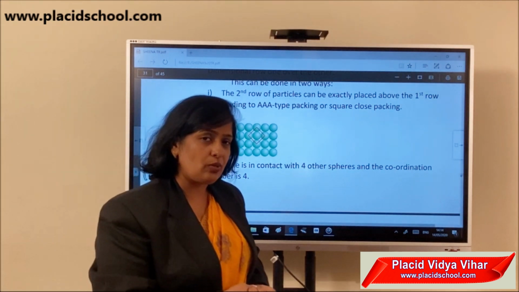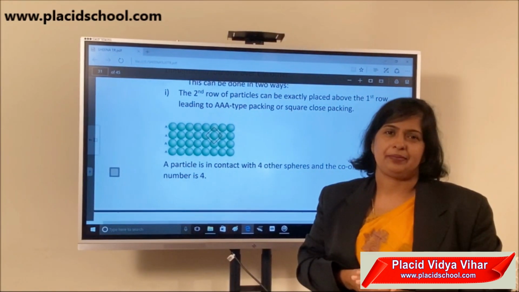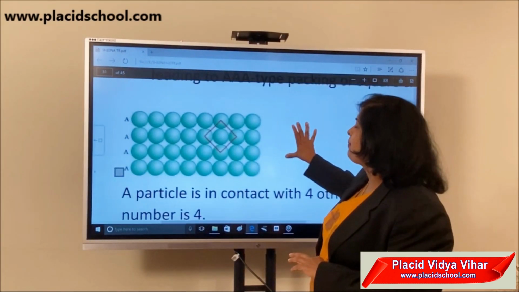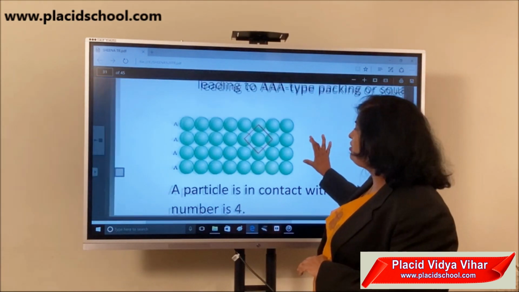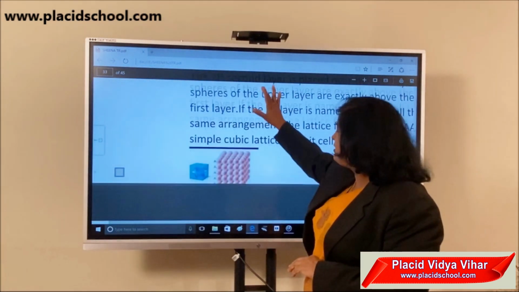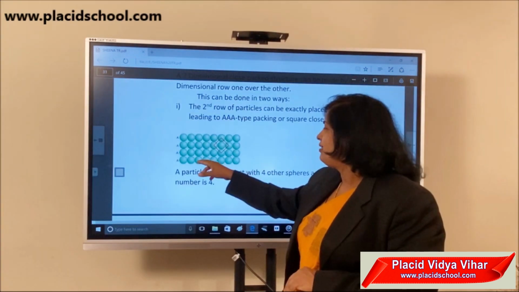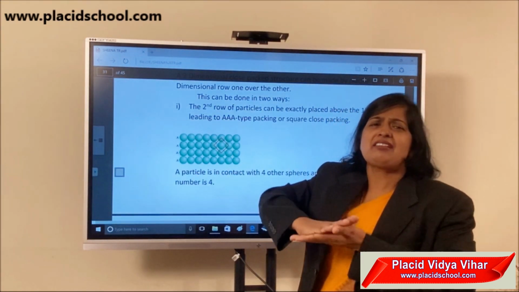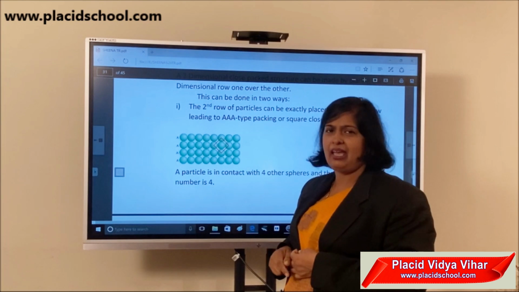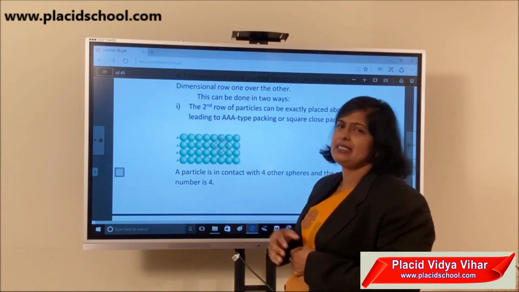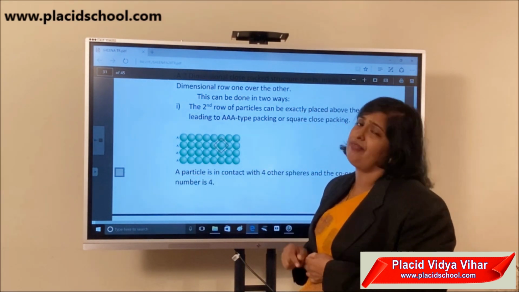While talking about two-dimensional close packed structures, we can prepare them in two ways. Either, above the first layer, which is represented as A, the second layer is kept exactly above the first layer. So if I represent the first layer with A, the second layer also can be represented as A, because the second layer is exactly above the first layer.